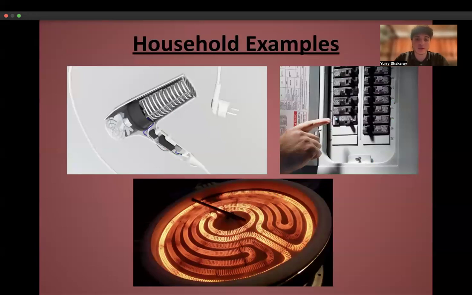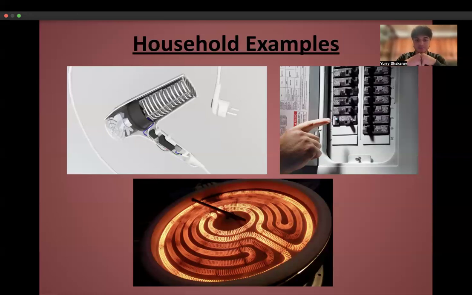Okay, so for household examples, I got a hairdryer, a circuit breaker, and a stovetop. The hair dryer uses a heating coil with a specific resistance. When the hair dryer is switched on, the voltage applied causes a current to flow through the coil, generating heat. There's a fan, if you can see right behind the top left, behind the coil.